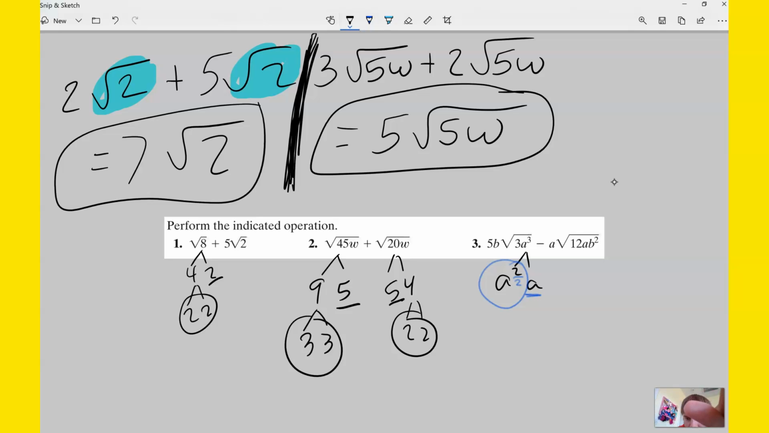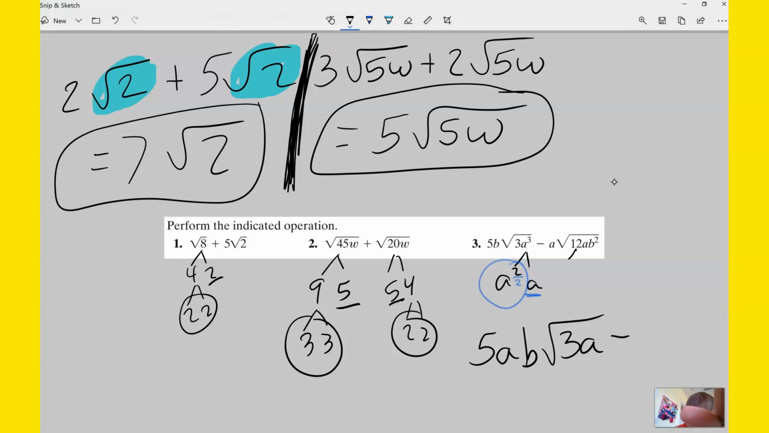So that gives me 5a, because the a came out right there, and 2 over 2 reduces to 1, so it's just a to the first. So it's 5ab on the outside, square root of 3a on the inside because of that extra a left over, and that 3 still in there.